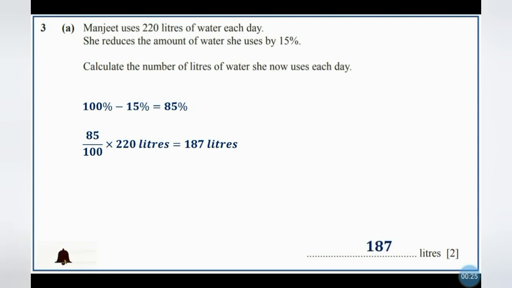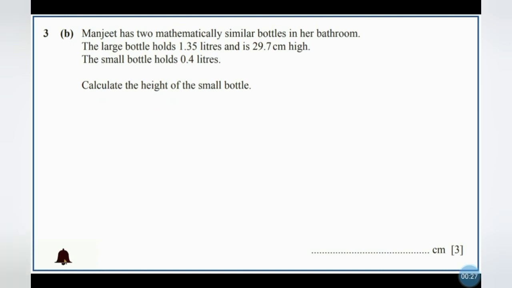Let's move on to letter B. Manjit has two mathematically similar bottles in her bathroom. The large bottle holds 1.35 liters and is 29.7 cm high. The small bottle holds 0.4 liters. Calculate the height of the small bottle.